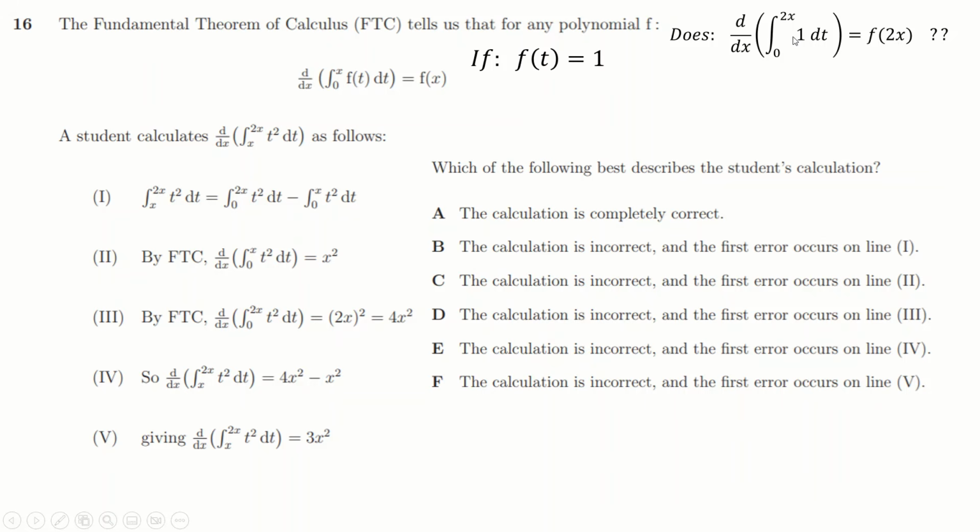And of course I can do this integral. 1 integrates to x, 1 integrates to t. Substitute in 2x and 0, you clearly get 2x, but when you differentiate 2x, you get 2. And of course f of 2x is just 1 because the function is defined to be 1. And of course 2 doesn't equal 1. So the FTC doesn't actually work like this. You can't just replace this upper bound with whatever you want. And so this is the mistake here.